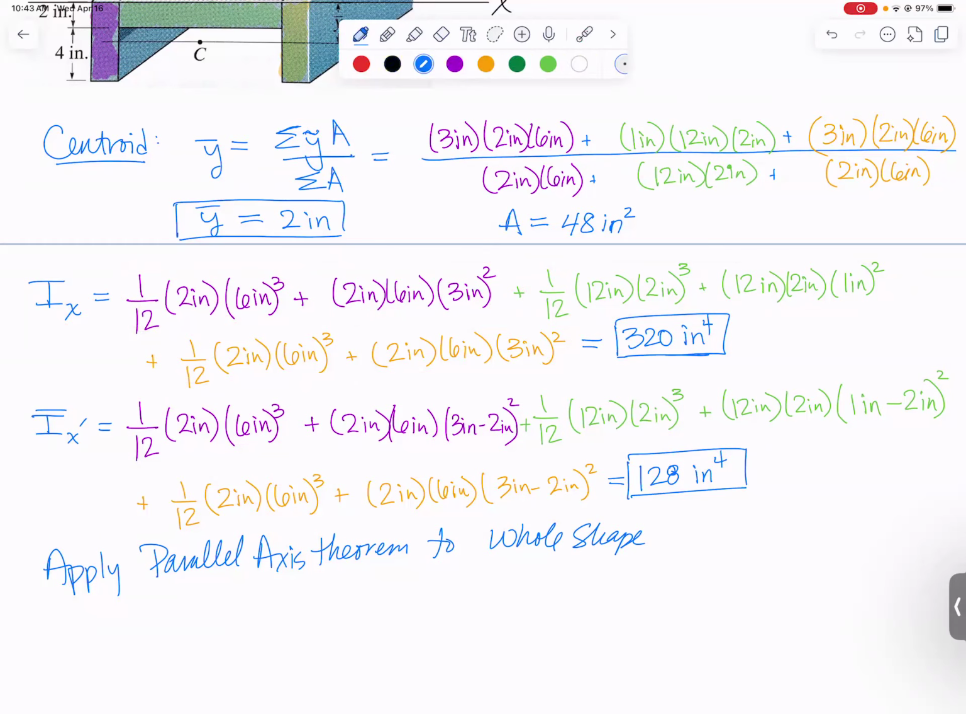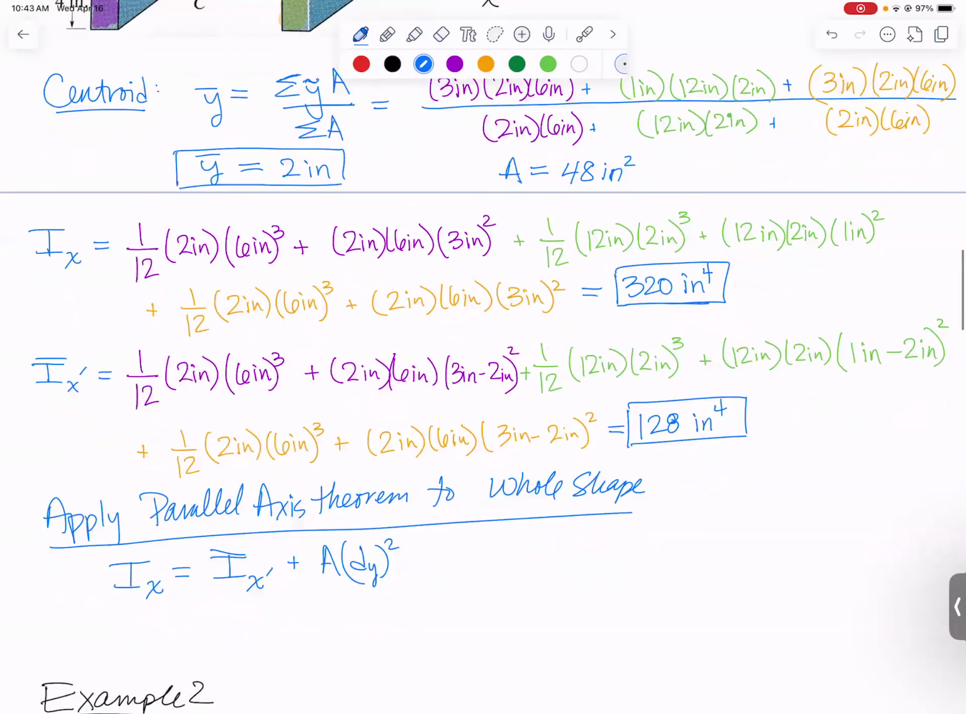We can also apply it to the whole shape. Still the same equation, Ix is equal to I bar x prime for the whole shape plus the area of the whole shape times the distance squared. Now, the way we would use this is if we've already solved for the moment of inertia about the x-axis, we got 320. Let's plug it in. 320 inches to the fourth equals, now pretend we didn't just calculate I bar x prime, we want to find it. Let's leave it as our unknown.